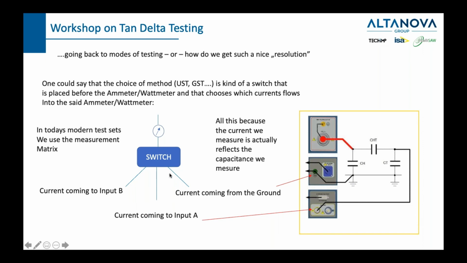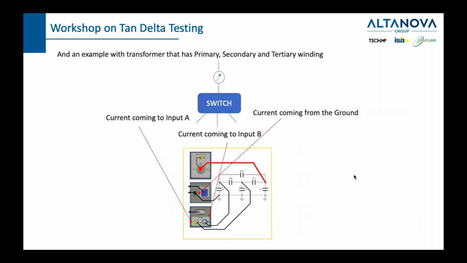Imagine you have a switch inside the test set, and this switch chooses which currents it wants to measure. Because when we are generating voltage, this voltage generates currents. There is a current flowing through here, there is a current flowing through here, and we choose which currents we want to measure, because the currents we measure are the capacitances that we measure. If we have a transformer with primary, secondary, and tertiary side, we will not just use input A, but we will also use input B. So inputs A and B will be used. And we should keep in mind, we always have 3 measurements of currents: input A, input B, and ground. Always also the ground. That's why we have to ground the device always properly.